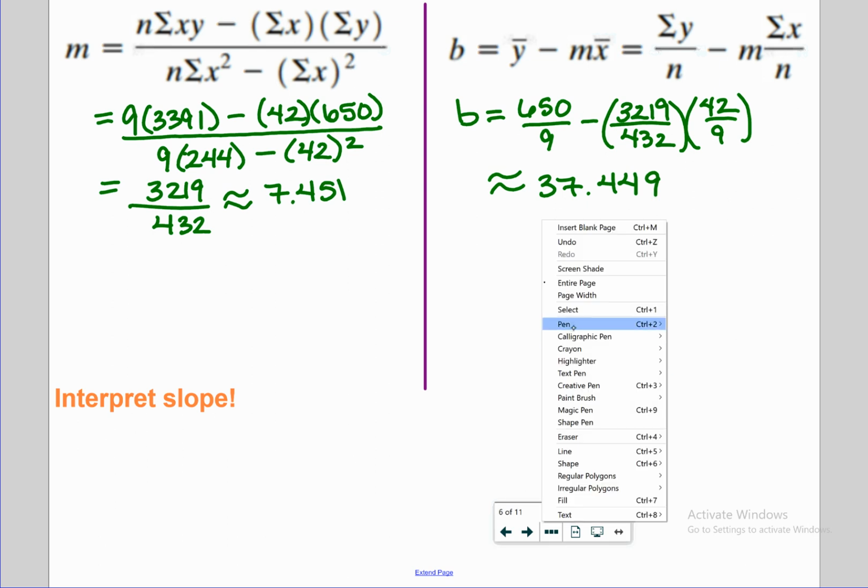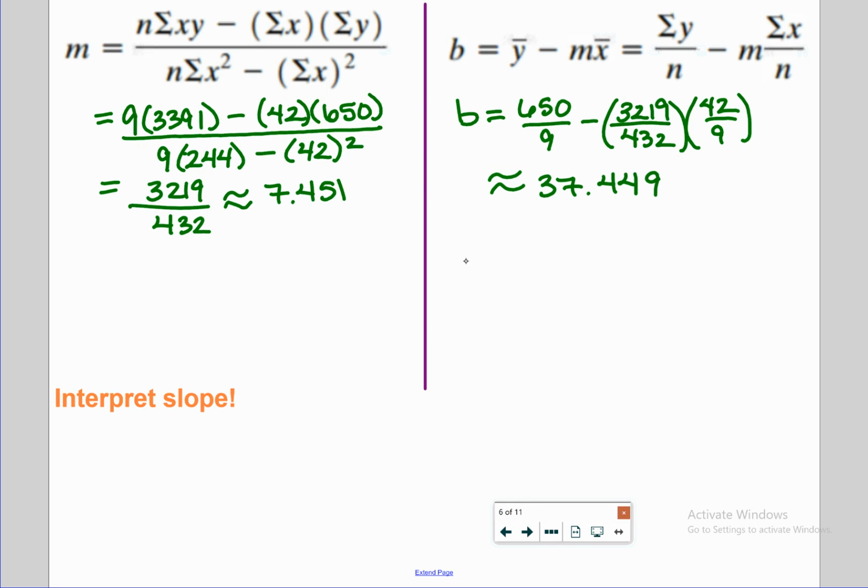All right, so final answer for my line of best fit, regression line, y bar equals mx plus b. And I'll just use the approximation, 7.451x plus 37.449. And we'll check that in the calculator in a minute.